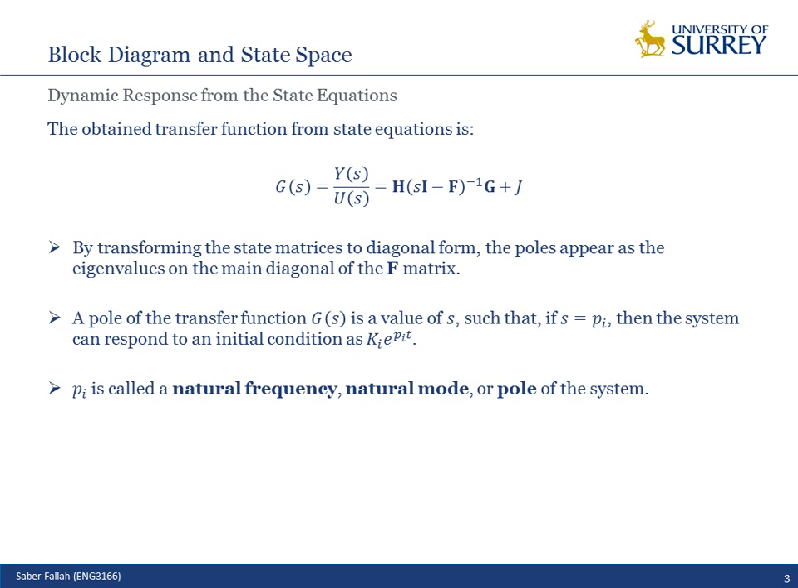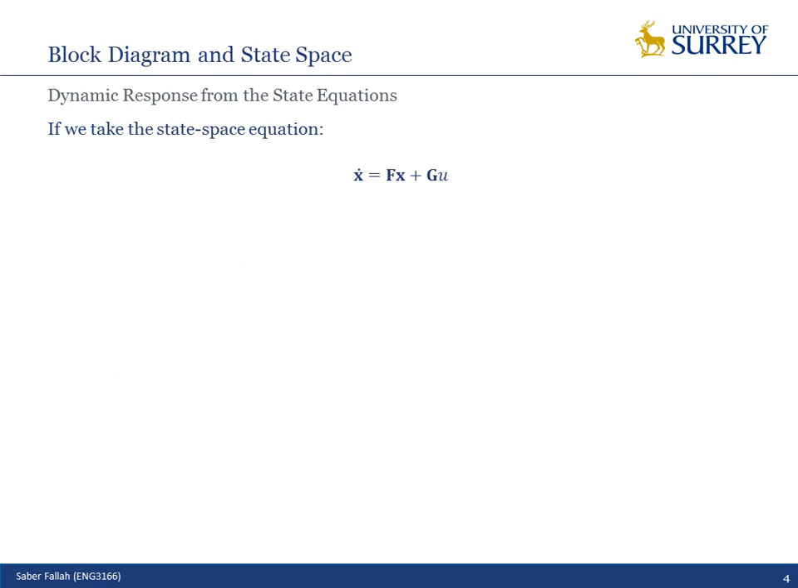Okay, so now I want to see how I can find the poles of the system using the state-space format. Any idea? If I gave you this relation, how can you find the poles of the system?